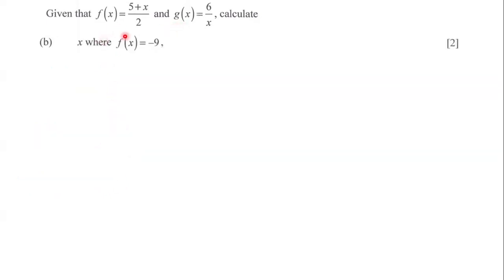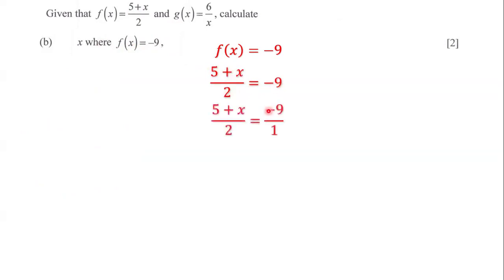Next, we have to calculate x, where f of x is equal to -9. Now, what is f of x? f of x is 5 plus x all over 2. And so we have 5 plus x over 2 is equal to -9. Again, we have f of x is equal to -9. We know that f of x is equal to 5 plus x over 2. And so we have 5 plus x over 2 is equal to -9. Now we're going to take -9 and put it over 1. And so we have 5 plus x over 2 is equal to -9 over 1.